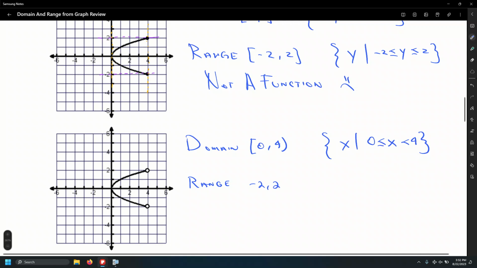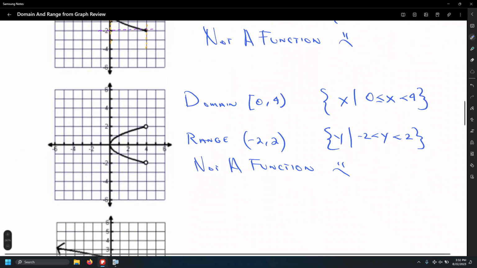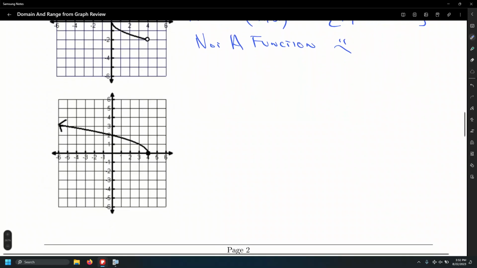However, the difference this time, because of these open circles, that's going to mean excluding, and instead of representing this using brackets, we're going to represent them with parentheses. That means y such that y is greater than -2 and less than 2. All right? And function or not a function? Not a function, right? All right. I'll let you work on the last one.